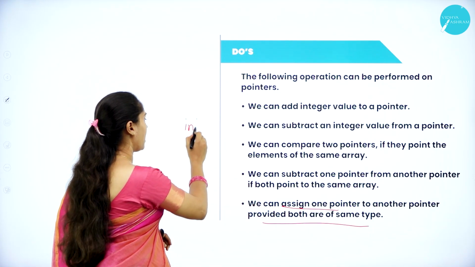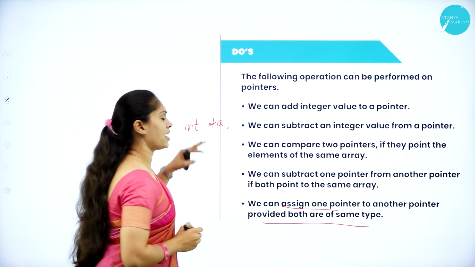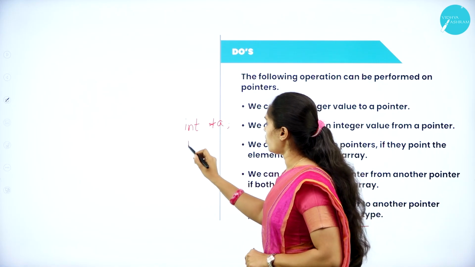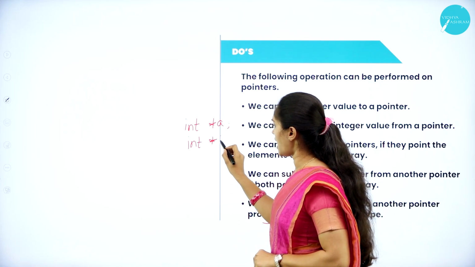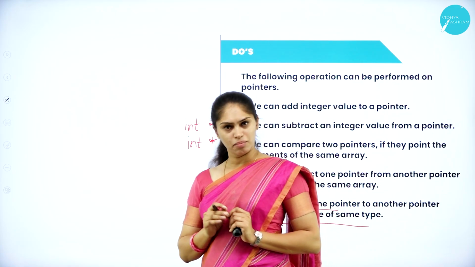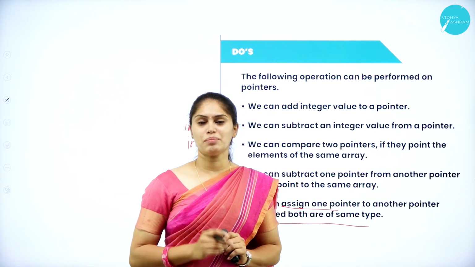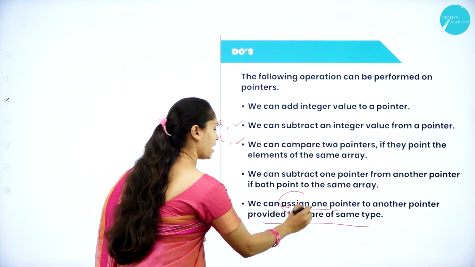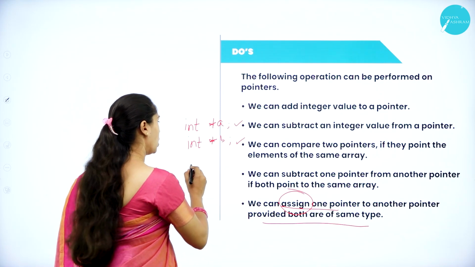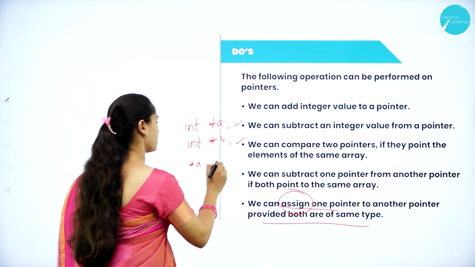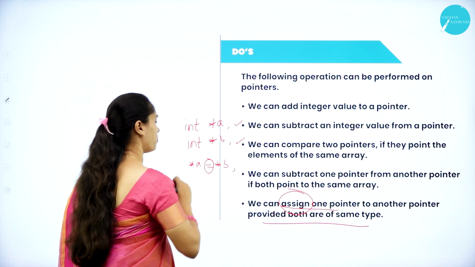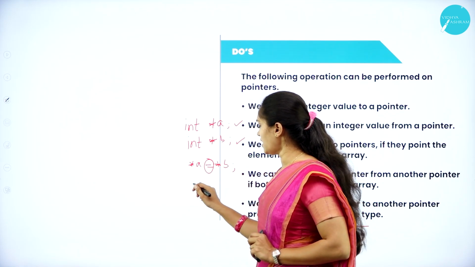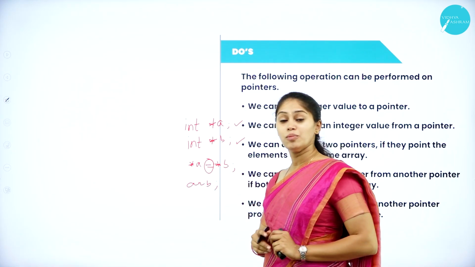For example, here I have int star A. That is nothing but a pointer variable of the data type integer, and I have one more pointer, that is int star B. So this star B is nothing but a pointer which is of the same data type, that is integer data type. If both are the same type, then I can assign one pointer to another pointer. So that means the assignment operator. Which is the assignment operator? That is equal to. With the help of this, I can assign one pointer to another pointer.